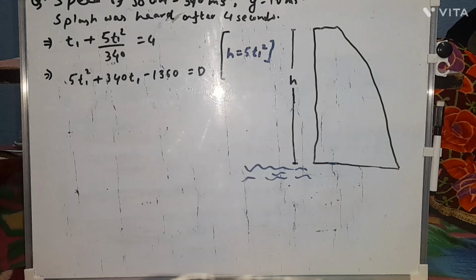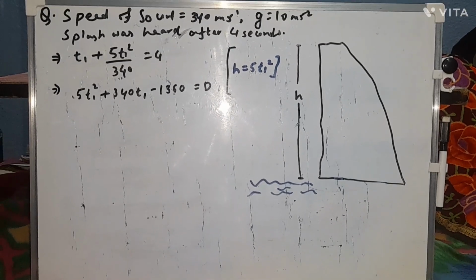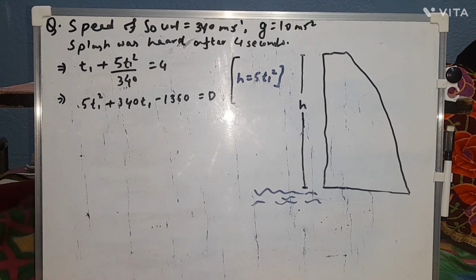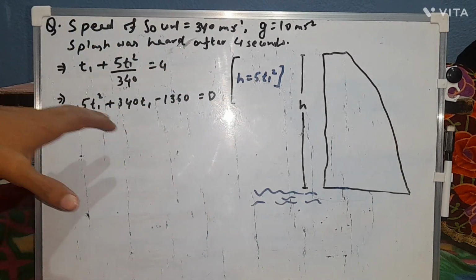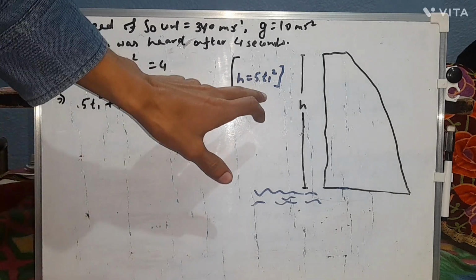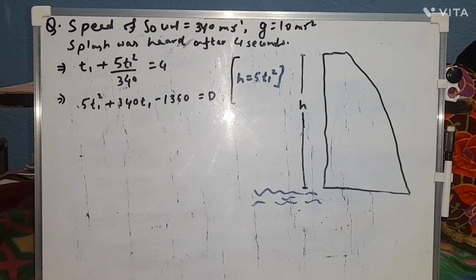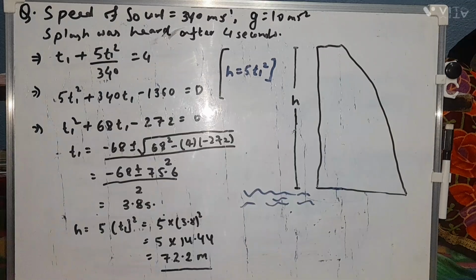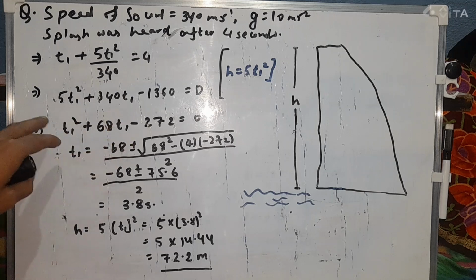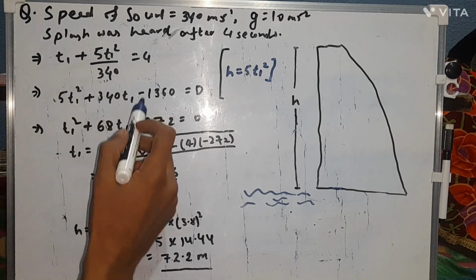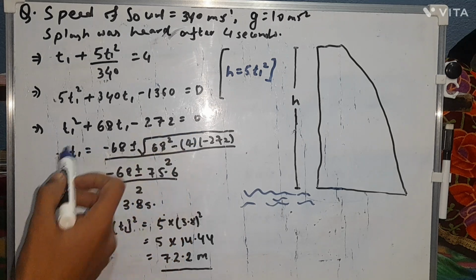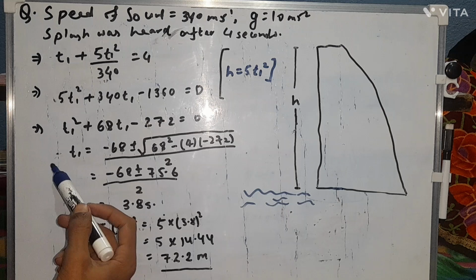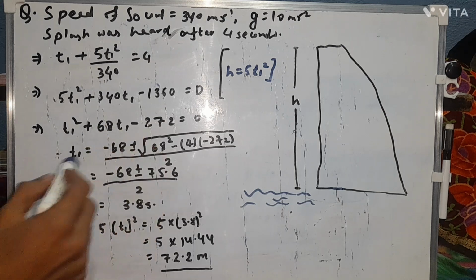So here is the quadratic equation formed, which says that 5 t1 square plus 340 t1 minus 1360 equals 0, and we have the relation h equals 5 t1 square. So we will find the value of t1, put it in, and get the value of h. Bingo. I'm not a very great mathematician, so I'm just solving it in a regular manner. I have divided this equation by 5 and got t1 square plus 68 t1 minus 272 equals 0.